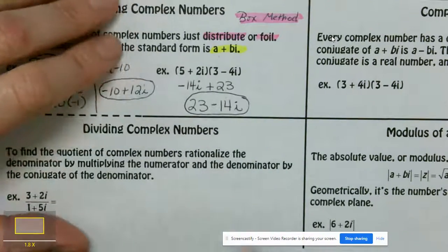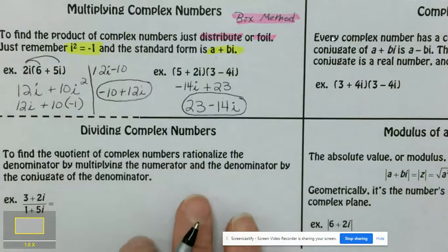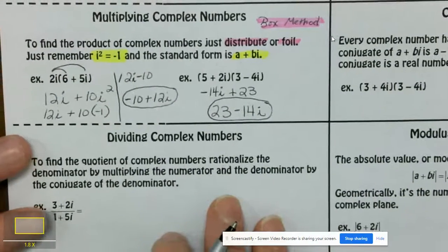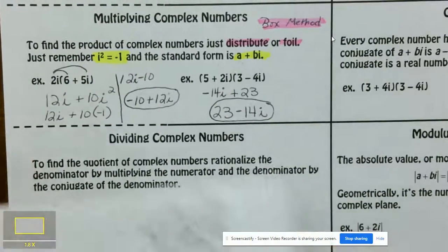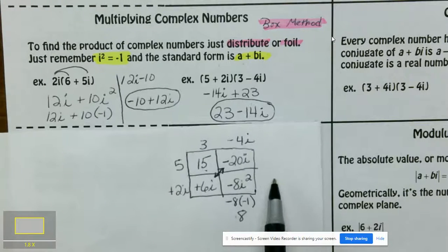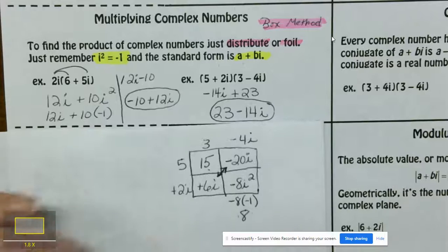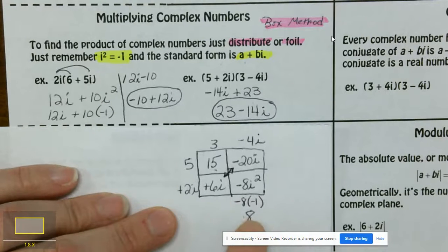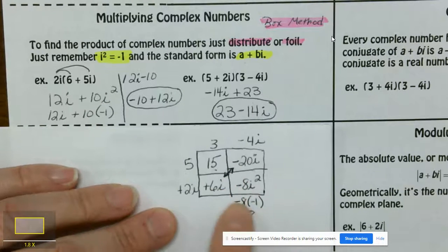Okay, now while we're here and talking about multiplying complex numbers, I just want to make sure that you understand this box method that we've got going on here, okay? So if you have trouble with this box method here, please let me know so that I can go over this with you, okay?